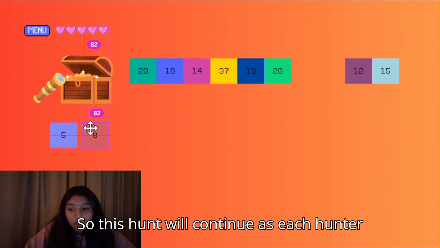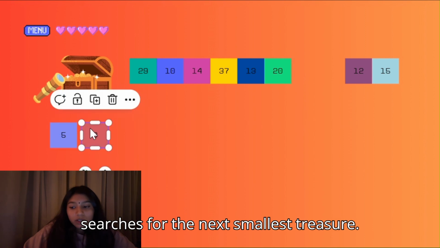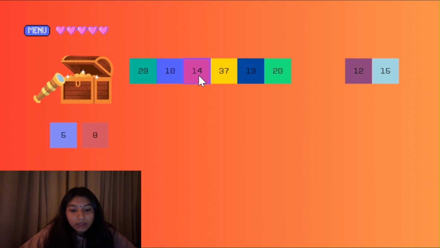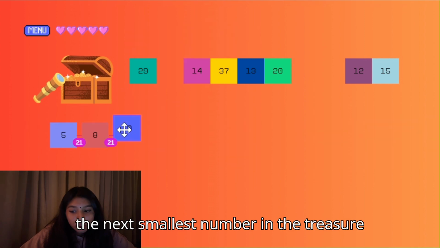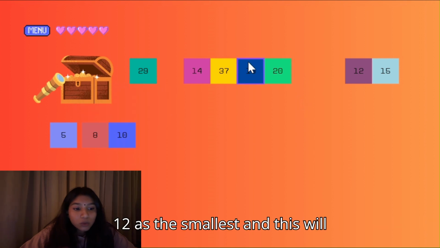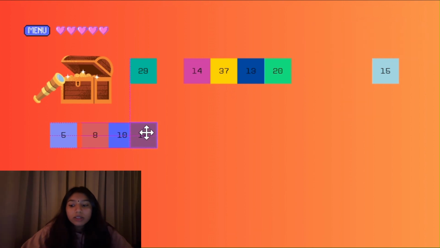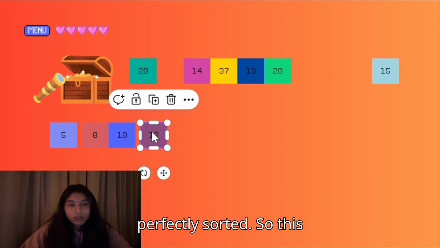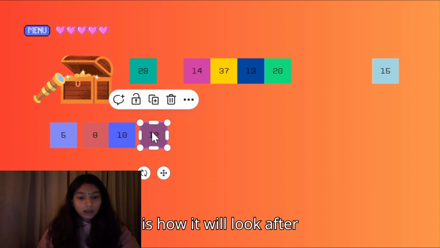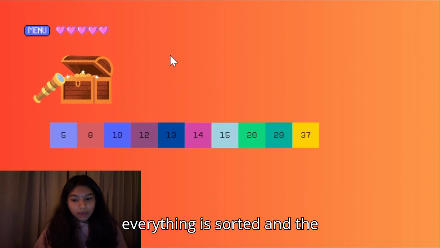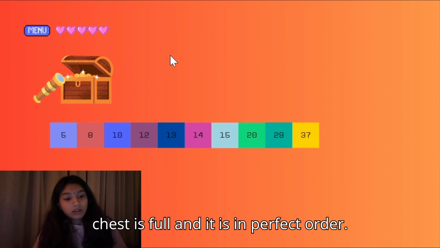So this hunt will continue as each hunter searches for the next smallest treasure. So the 14 will pick up 10 as the next smallest number in the treasure, and the 13 will pick up 12 as the smallest, and this will repeat until all the treasures are found and they are perfectly sorted. So this is how it will look after everything is sorted and the chest is full and it is in perfect order.